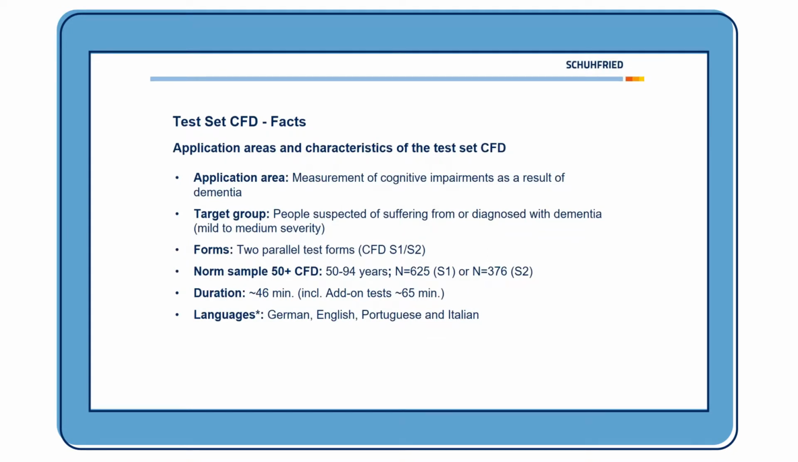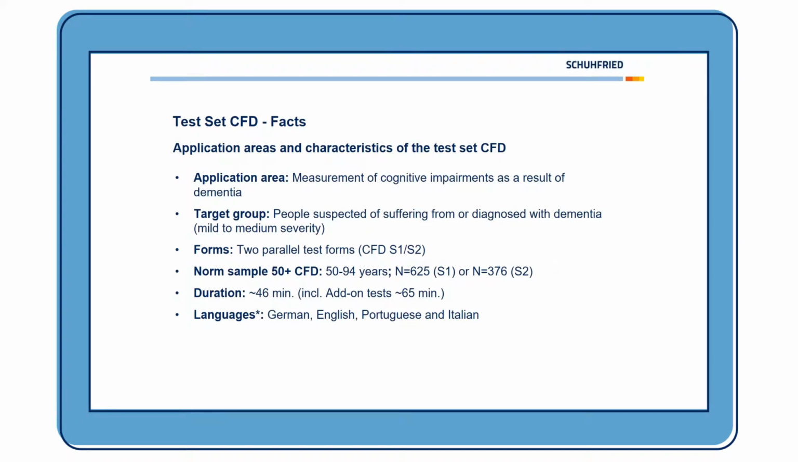So now let's look at the characteristics and innovations of the test set CFD. Its application area is, of course, the measurement of cognitive impairment as a result of dementia. The target group are people who are suspected of suffering from or diagnosed with dementia from a mild to medium severity. We have two parallel test forms. As I said before, we have a norm sample, which represents our target population from 50 to 49 years old. We have norm samples, of course, for both parallel test forms.